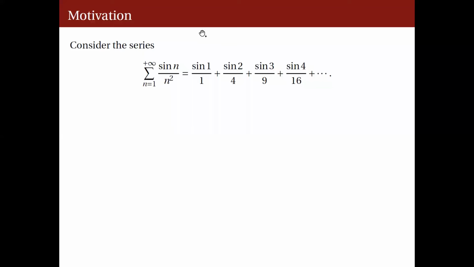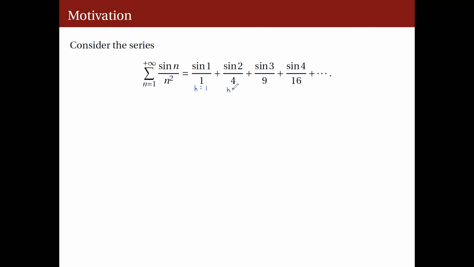So the first few terms of this series are, when n equals 1, sine 1 over 1. The second term is when n is equal to 2, so we have sine 2 over 4. When n is 3, sine 3 over 9. When n is 4, sine 4 over 16, and so on. So the question that we want to answer is: is this series convergent or divergent?